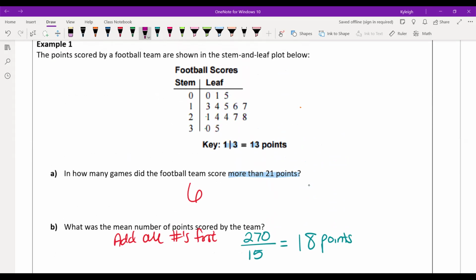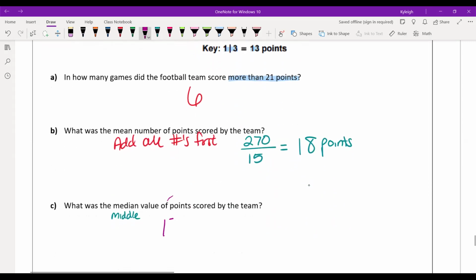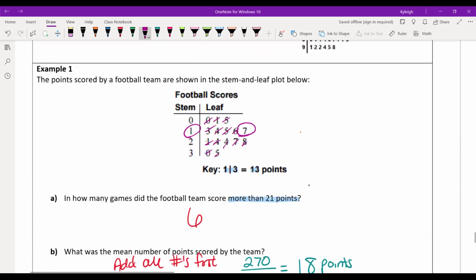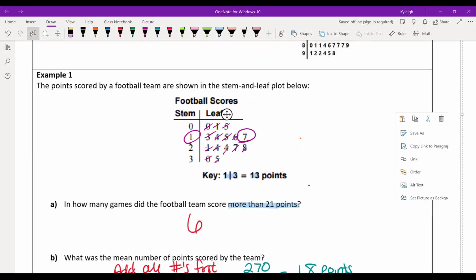I think I did it wrong. This one, this one, this one, this one, this one. Boom, boom, boom, boom, boom, boom. Boom, boom. I missed one. Is the 1 and the 7, so it should be 17 points is my median, right? Because it was the middle number. Okay.